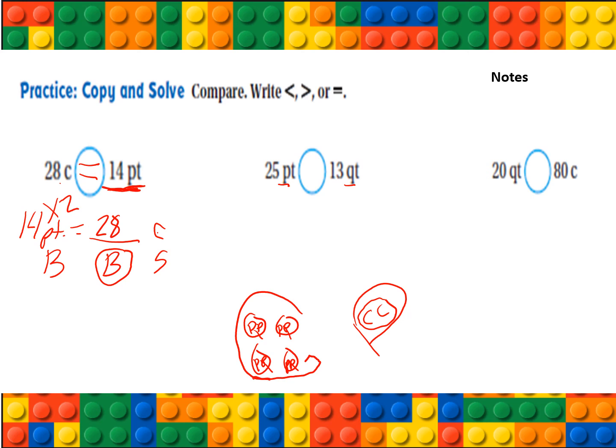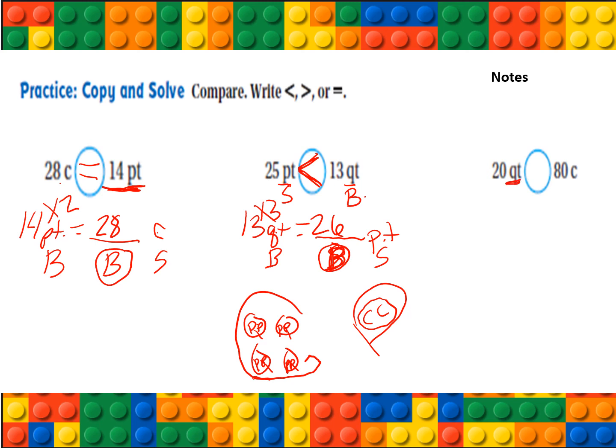So now quarts to pints again. Quarts are bigger, pints are small. So 13 quarts equals how many pints? Okay, pints are small, quarts are bigger. There are 2 pints to 1 quart. I'm looking for a bigger number here, sorry. Looking for a bigger number, I multiply 2 pints to 1 quart, so 13 times 2 gives me 26 pints. So this is equal to 26 pints, so 25 pints is less than 26 pints.